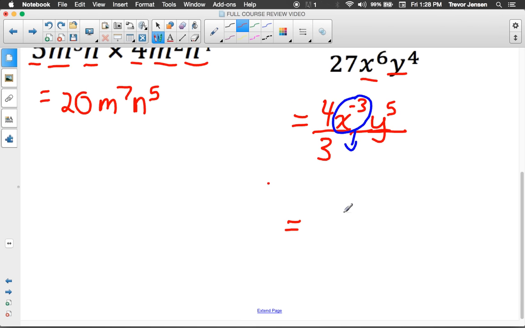So what we have for our final answer, the 4 and the y to the 5 stay in the numerator, the 3 stays in the denominator, and we bring the power of x to the negative 3 to the denominator, and it makes it a power of positive 3. So there's my final answer there.